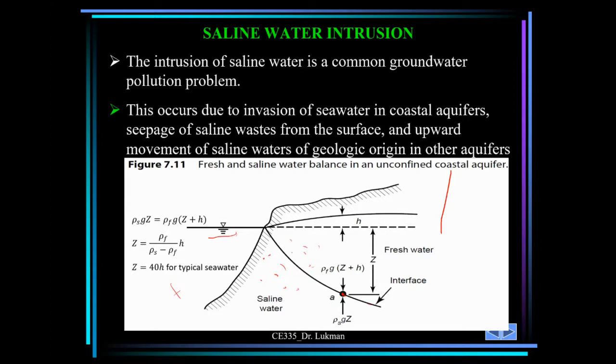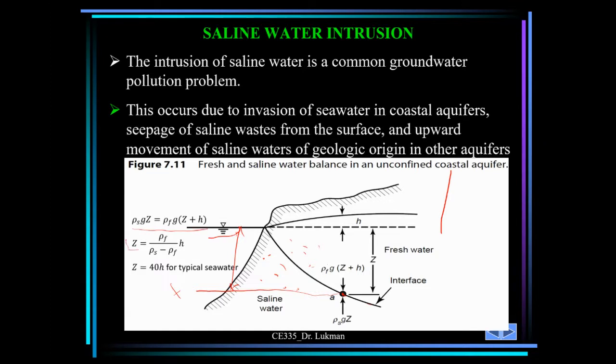Rho S g Z, because the height of the saline water is Z. And then this particle is in equilibrium. For the equilibrium of this particle, the pressures acting are equal. So this is equal to this one.